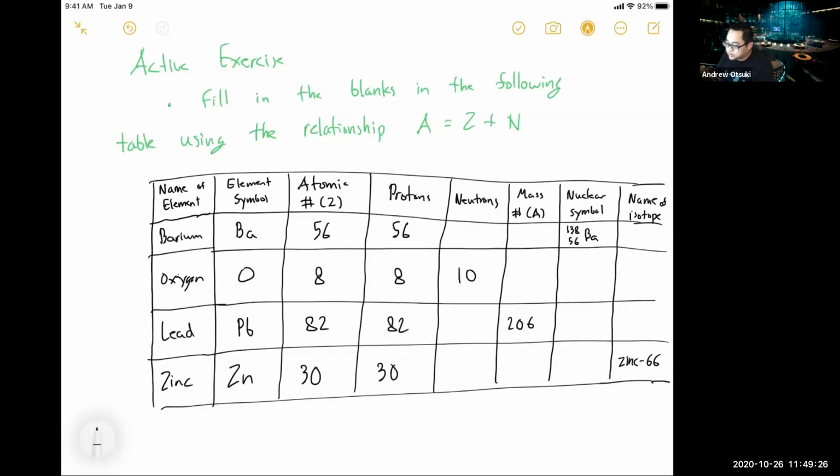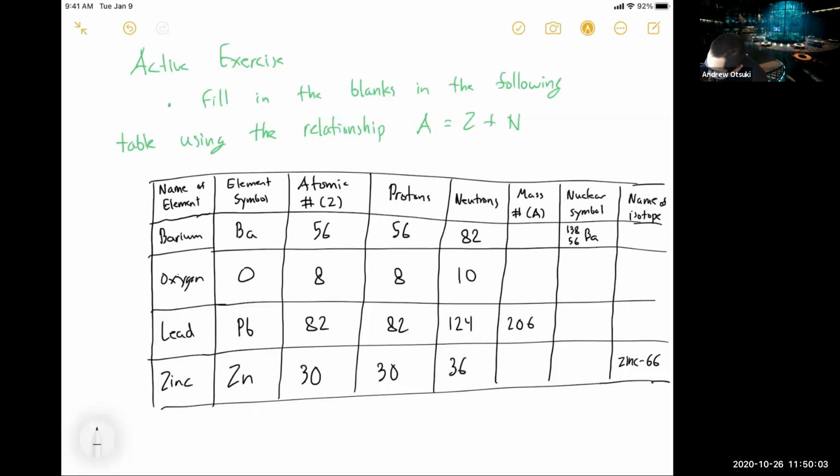Now neutrons, remember we subtract the atomic number from the top mass number. So for barium, we can just subtract 56 from the 138 in the symbol. We should get 82. For lead, it is 124. For zinc, it is 36. And that is because zinc 66 is the mass number, so subtract 30 from that, 36.